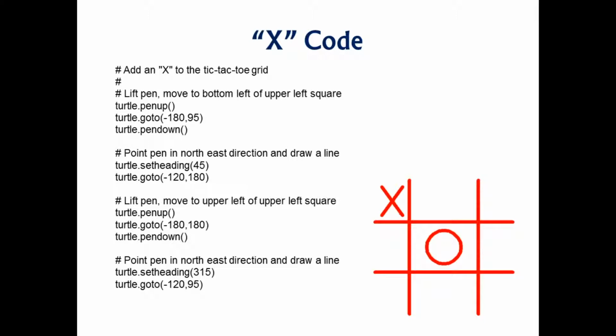And then point the pen in the northeast direction. Set heading 315. So I think that means we're pointing that direction. Actually, I think it's probably southeast. Does that make sense? So if 0 is here, 315 is probably southeast. So that's a typo on my part. Sorry about that. And then go to negative 120.95, which is right there. With our pen down, we're going to draw a line. All right, let's give it a shot.